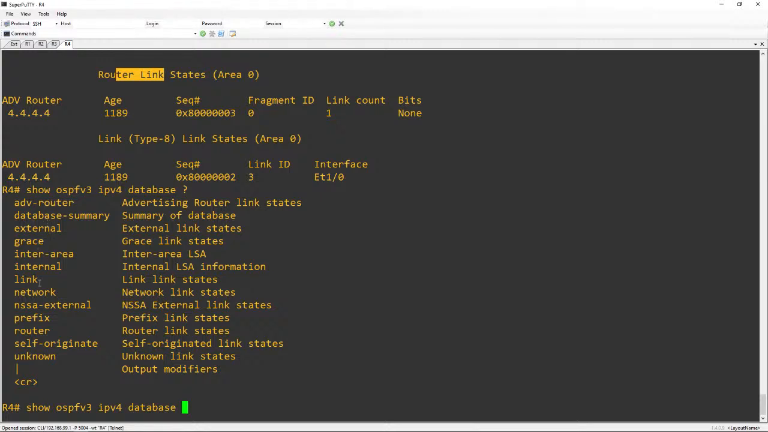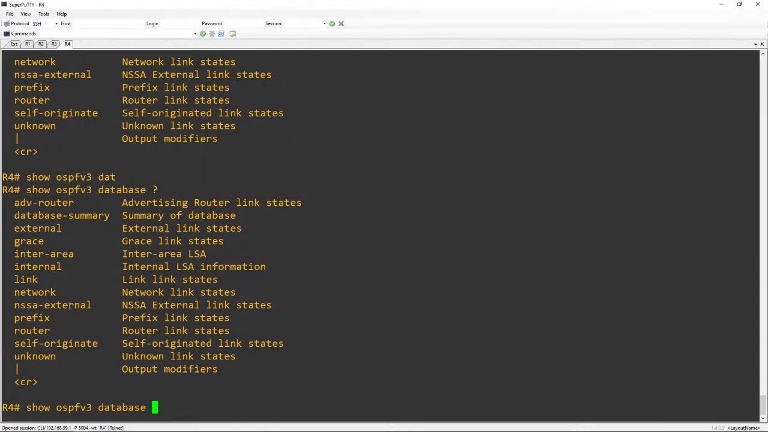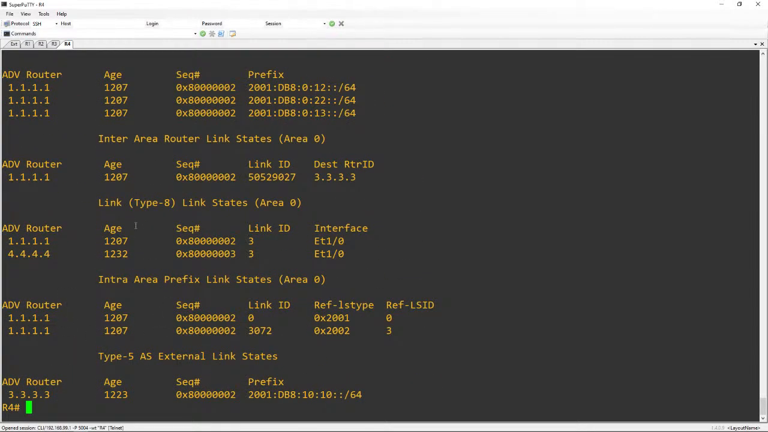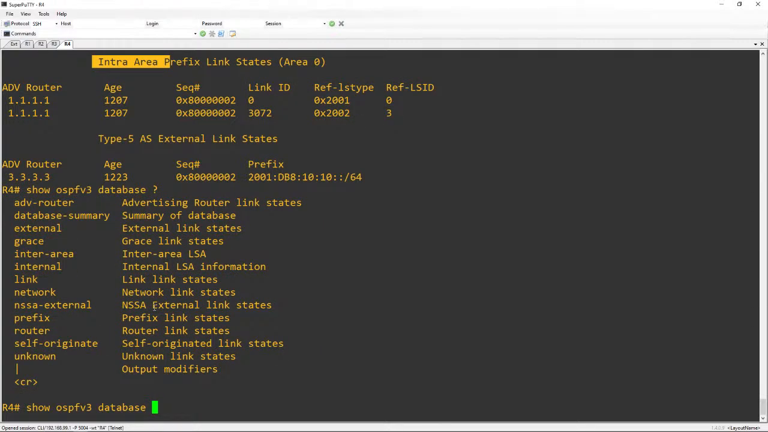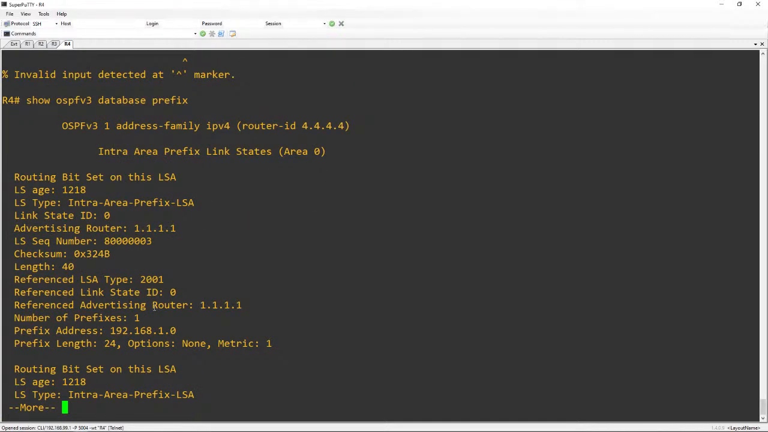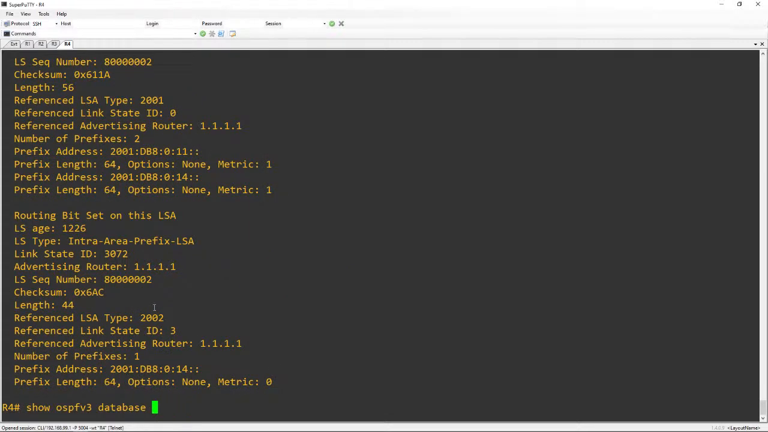External database summary. I wonder if I have to do a show ospf database to get those. Prefix, router, NSSA external. Let's see here. These are my type 8s, which should be my link states. My type 9s should represent my intra-area prefix LSAs. So let's try prefix. Okay, yeah, so these are my type 9s. And then the link would be my type 8s.